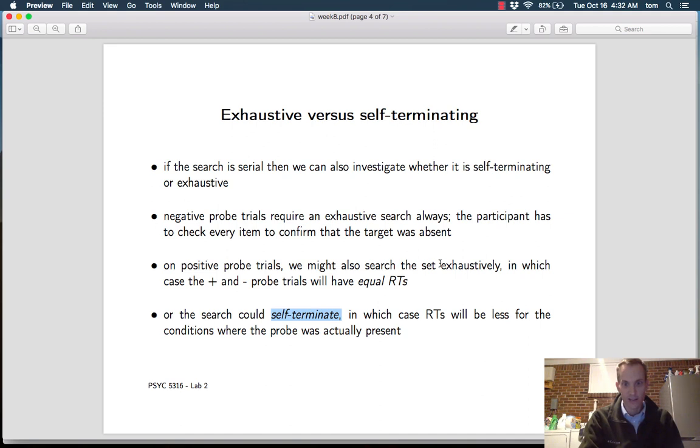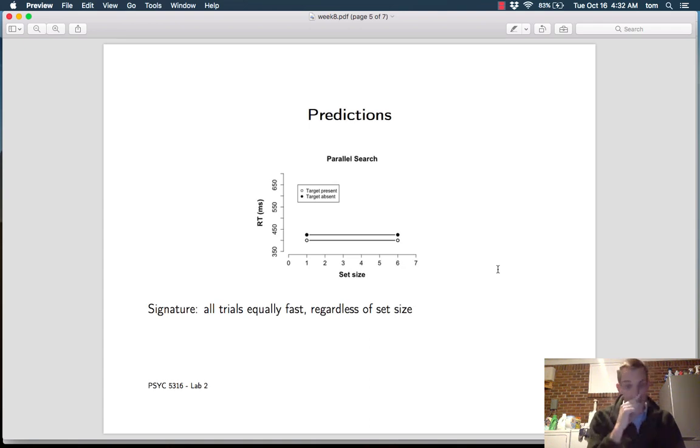It doesn't really make a lot of sense for us to search through the entire set even after we have found that probe, even after we have found that target. Well, what does the data say? It's not clear exactly yet what the data would look like. So let's look real quick at some pictures of what our different predictions would look like.